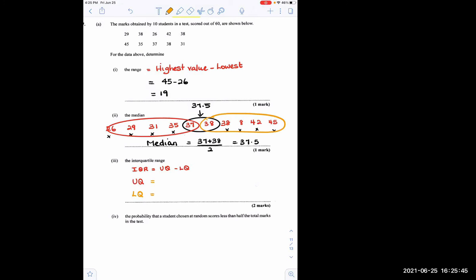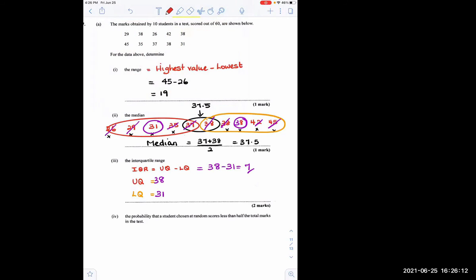So the middle of this will be 31. Did you all get that? Yes, ma'am. The middle here is 38. So the interquartile range, 38 minus 31, which is 7. Yes? Yes, ma'am. Very good.